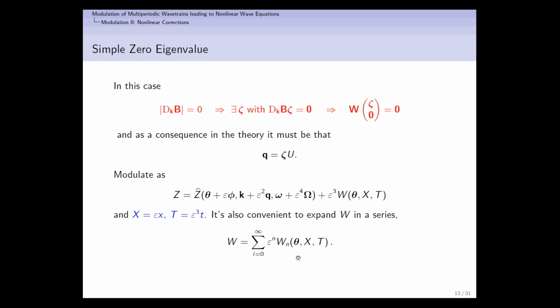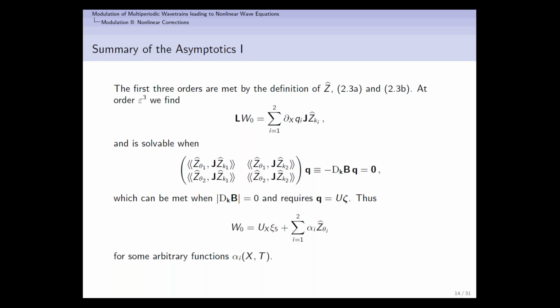Okay. So how do the asymptotics look in this case? So if we put this ansatz into the full equation and we Taylor expand, the first three orders just disappear, pretty much. We reobtain the definition of z hat. The fact that the theta derivatives of z hat are kernel elements means that the order epsilon 1 terms vanish, and the fact that q equals phi x causes all the terms at epsilon squared to vanish. At epsilon cubed, we end up with this system.